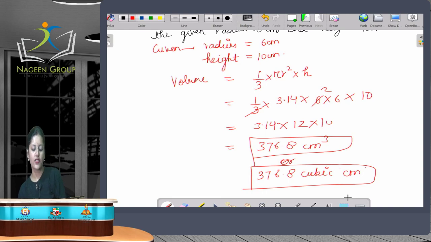So here we have completed our third class, which depends on the volume of the right circular cone. In this class we have studied the right circular cone as well as its formula and also some numericals. We will meet you soon in our fourth class, which is based on the volume of the sphere.